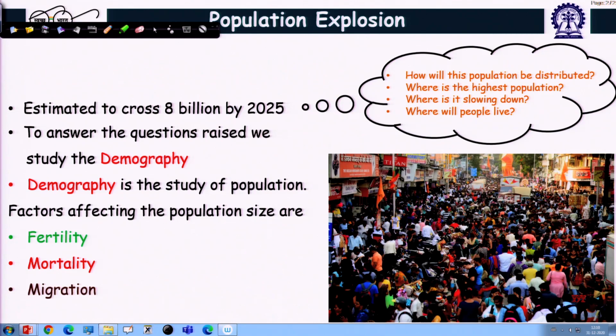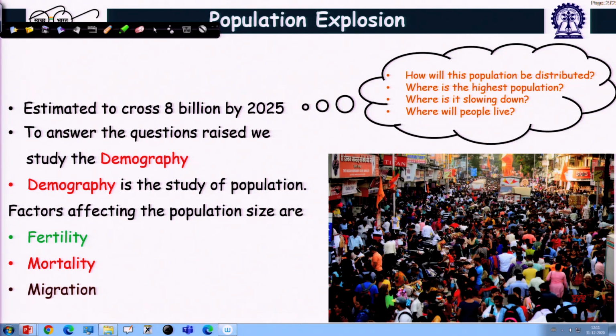Where is it slowing down? Western European countries, Japan, it's going down. Where will the future population live? Where will the people live? These are the questions we have to answer, and the subject which answers these questions is called demography.